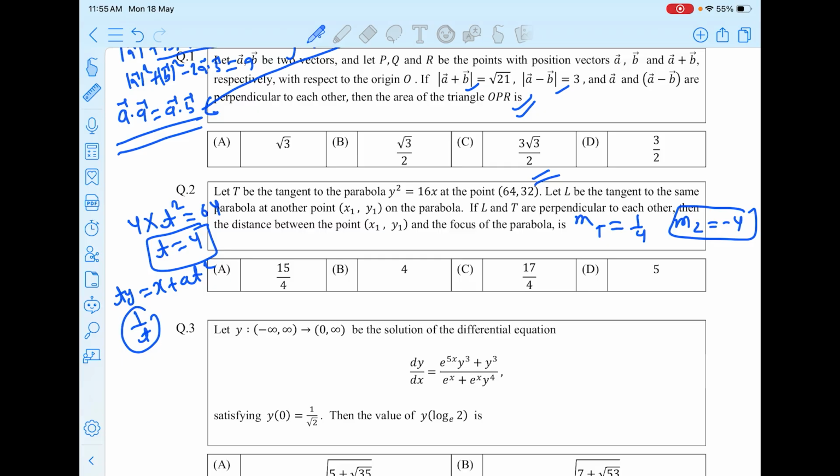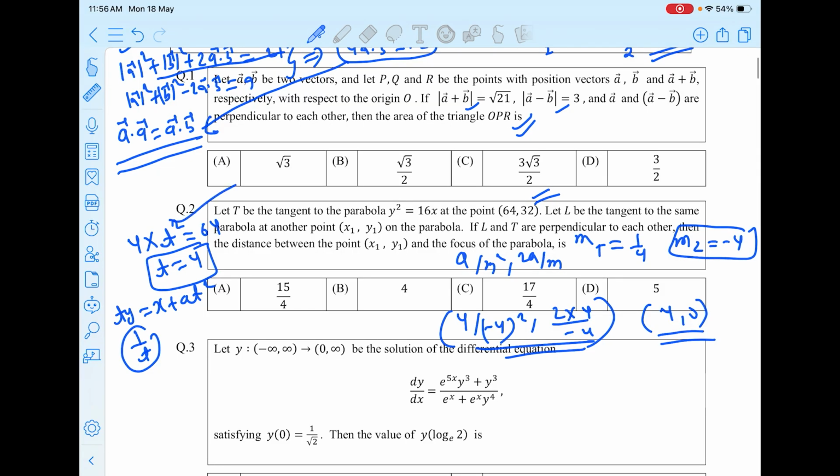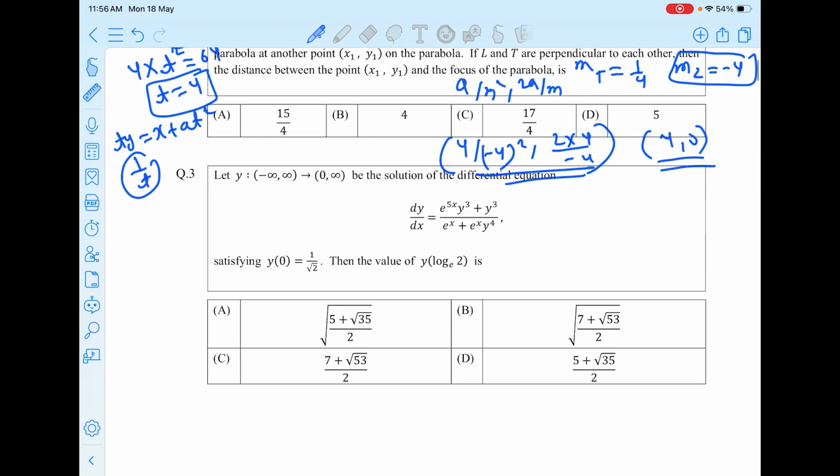Now, what is the equation of tangent? We discussed it just now. But what is the point of contact if you know the slope? It is a by m square comma 2a by m. A is 4, m is minus 4. So 4 by (minus 4) square comma 2 into 4 by minus 4. You got the point. Now, the distance between this point and the focus. What is the focus here? 4 comma 0. Just find the distance. This is also a very straightforward problem, not very difficult.